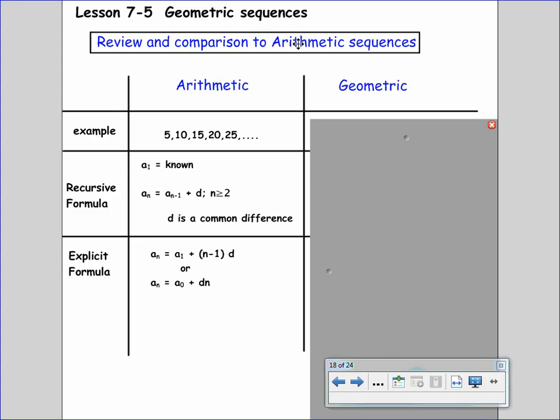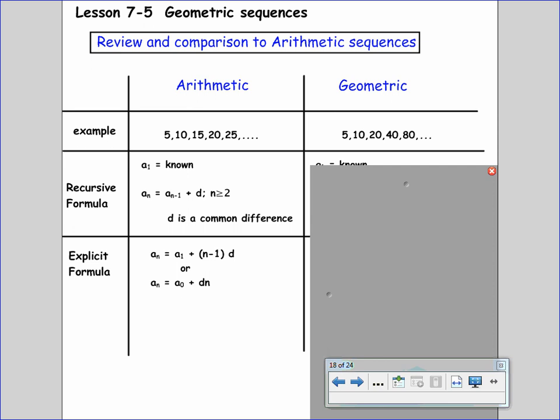All right, let's go ahead and connect now in your chart that which we already know about notation for arithmetic to geometric. In an arithmetic sequence, we have a constant difference, addition or subtraction between terms for our pattern. So like 5, 10, 15, 20, 25. Our constant difference there is an increase of 5.